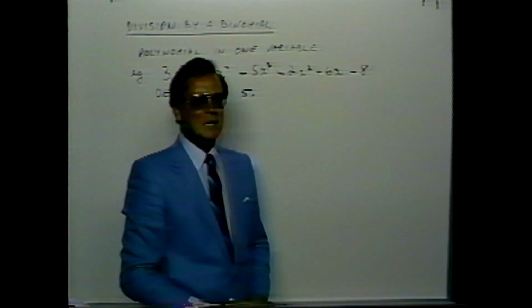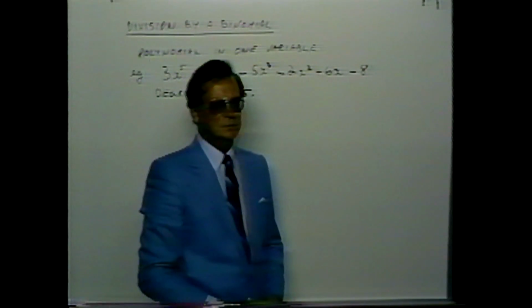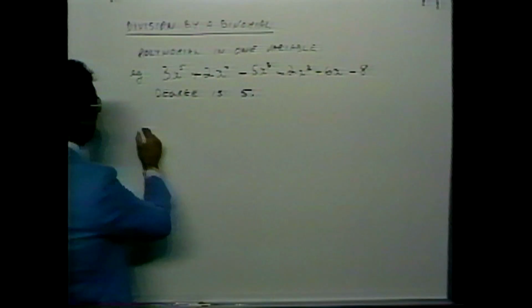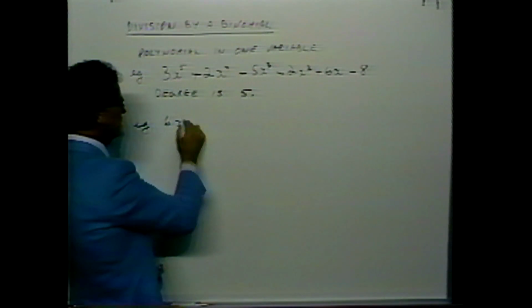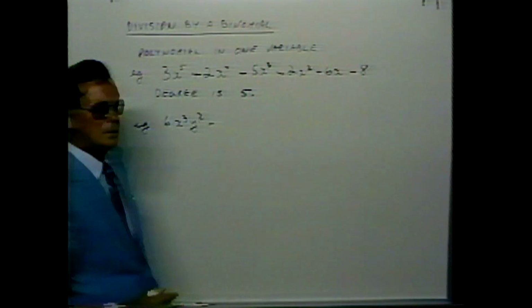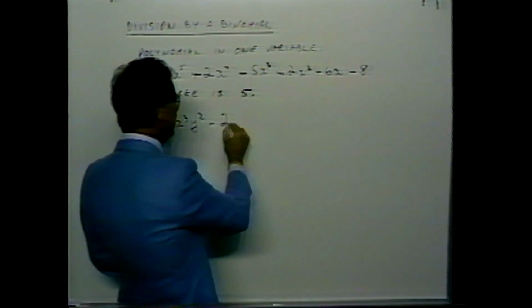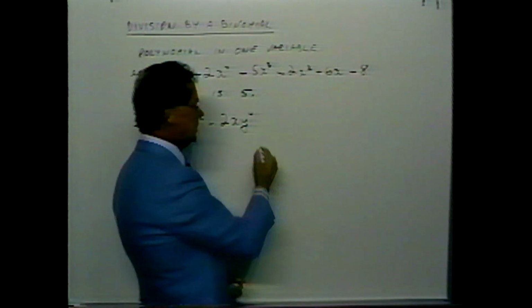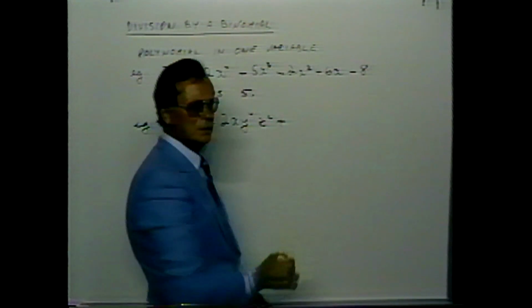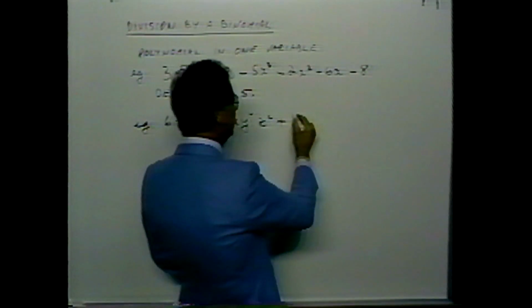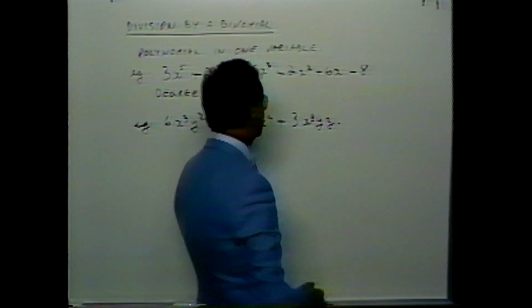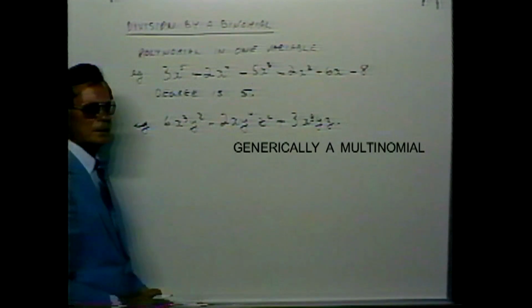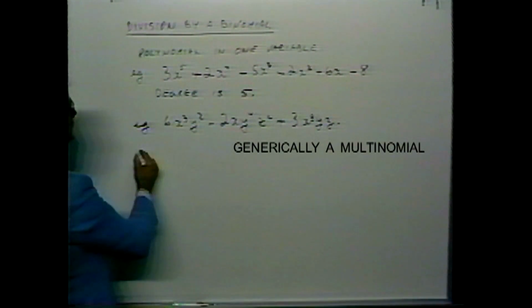Here is another example that is not a polynomial. For example, 6x cubed y minus 2xy to the 4th z squared plus 3x cubed yz is the example I want to illustrate with. Notice that division by a binomial will now continue.